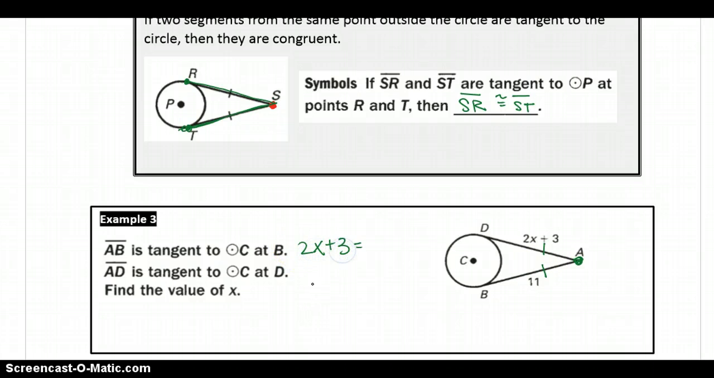2x plus 3 must equal 11. Subtract 3 from both sides. 2x equals 11 minus 3, which is 8. Divide both sides by 2, and x has to be equal to 4.